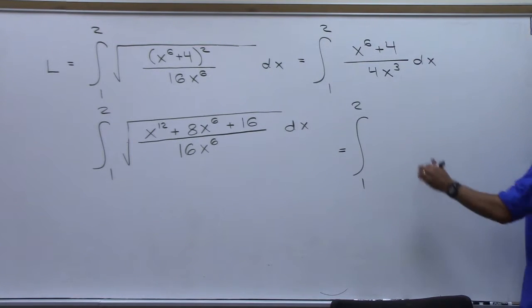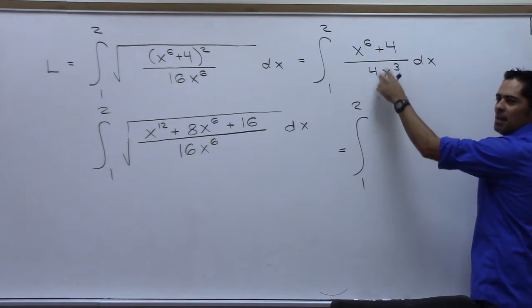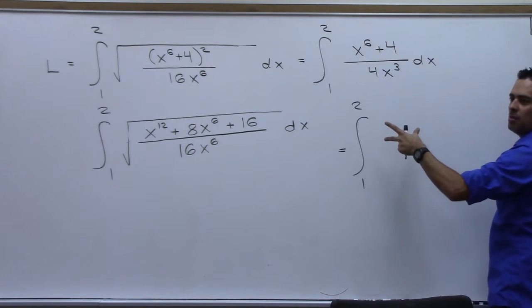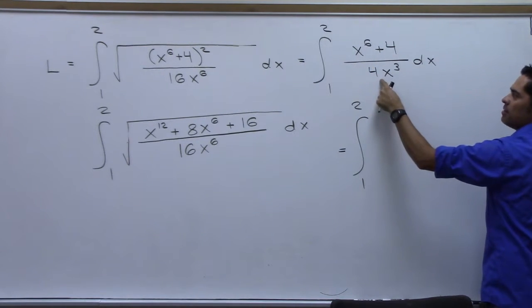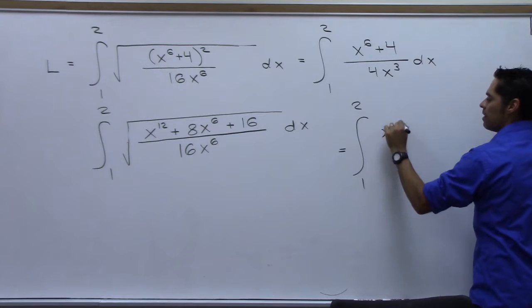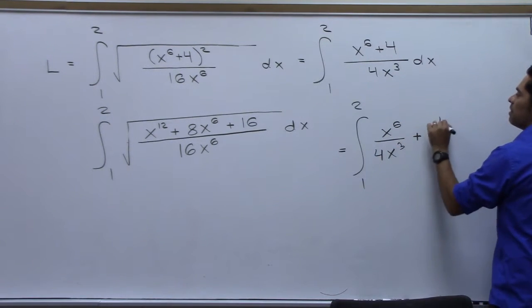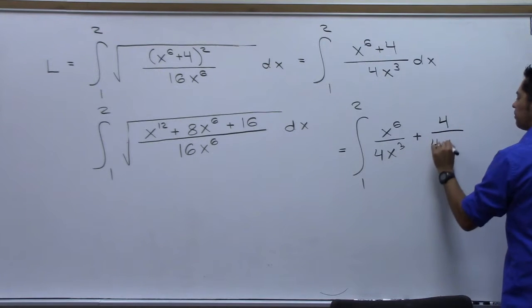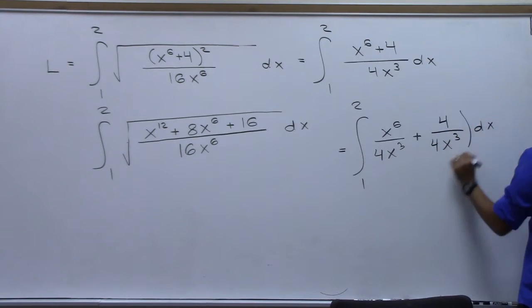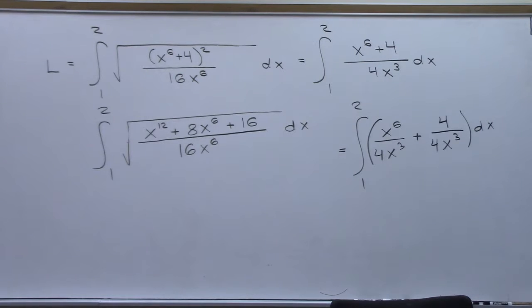Okay, split it up into 2 fractions. One denominator, 2, split into 2. So you do x to the 6th over this. So x to the 6th over 4x cubed. See, this is like one of the first problems we ever did with integration, right? The power rule. Split it up into 2 fractions, and then clean that up.